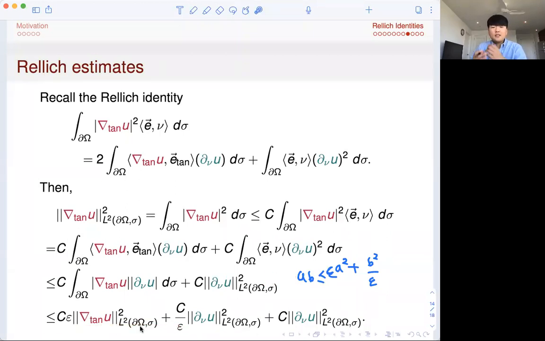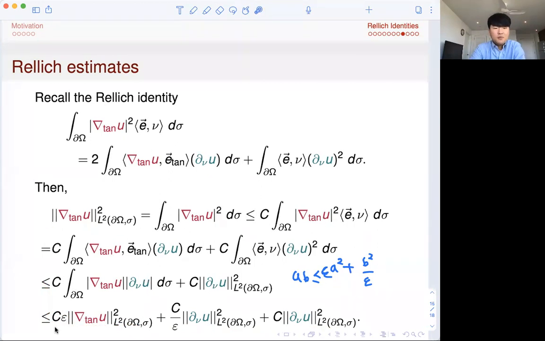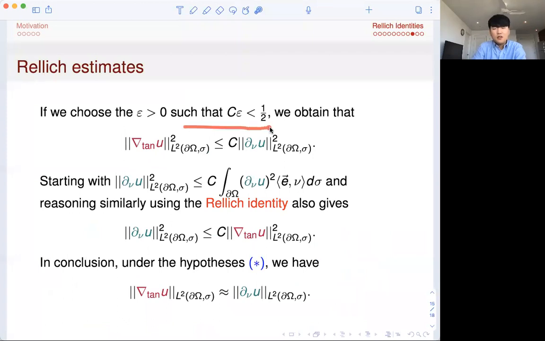So we can make the tangential gradient part a small number and the normal derivative part a large number. And if c times epsilon is less than 1, then this can be absorbed into the left-hand side here. So if we choose epsilon such that epsilon is less than 1/2, then we obtain this inequality.